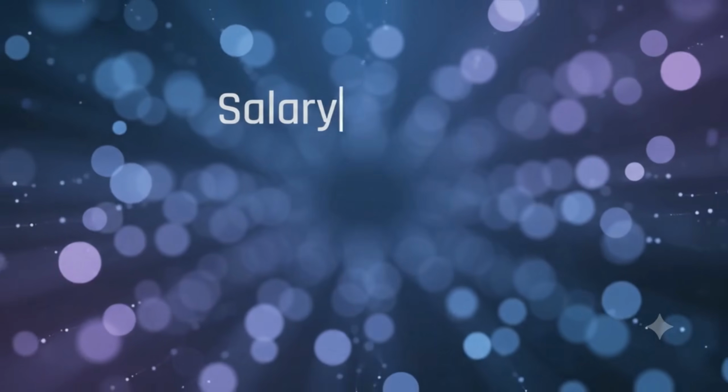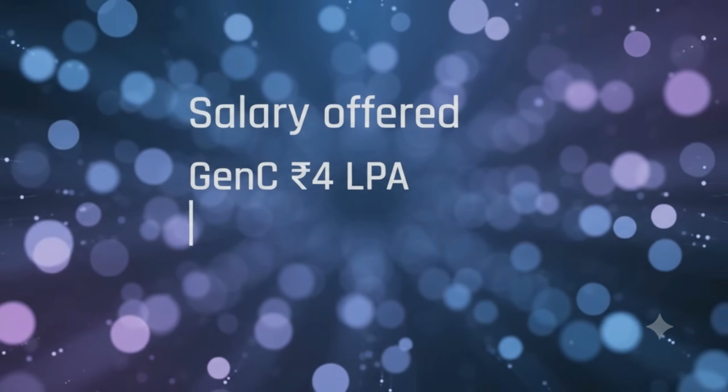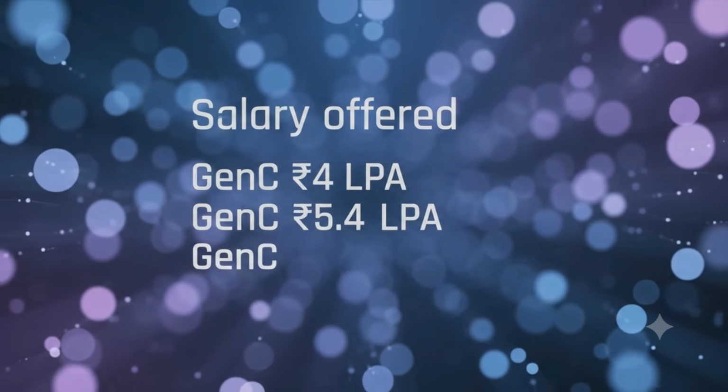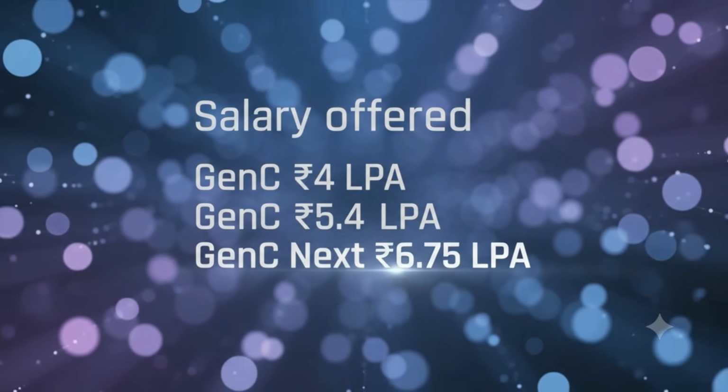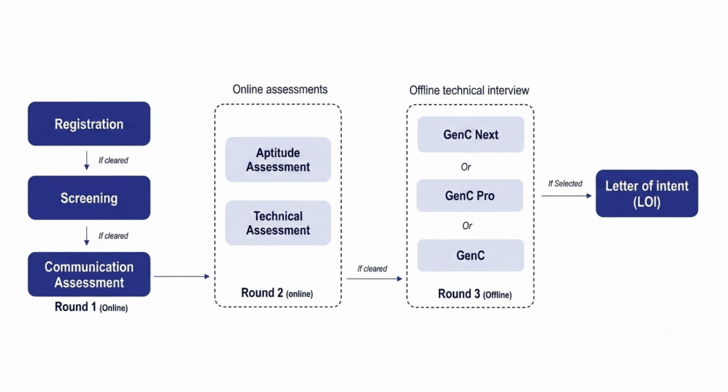Starting from GenC, here they offer you around 4 LPA. Next is GenC Pro. Here they offer you around 5.4 LPA, and the top one is GenC Next, up to 6.75 LPA. Once you clear the interview, Cognizant sends you a letter of intent, also called LOI. So that's the complete Cognizant hiring process. I hope this video helped you understand every stage clearly.